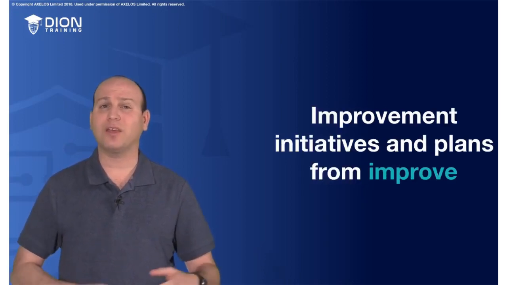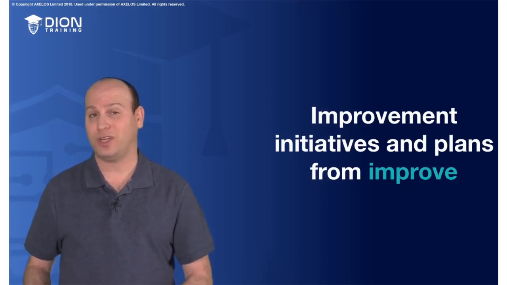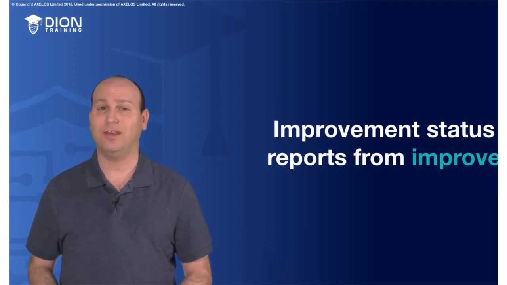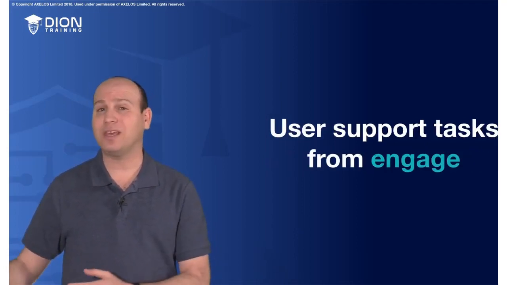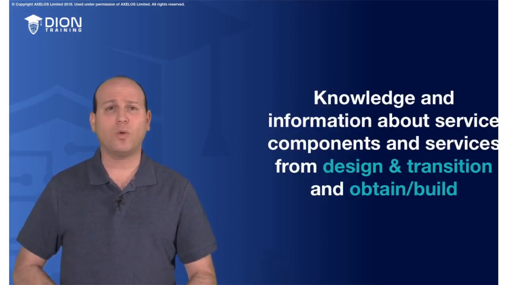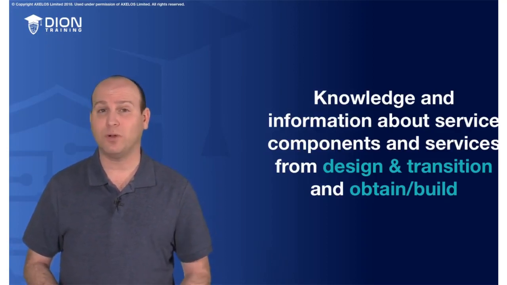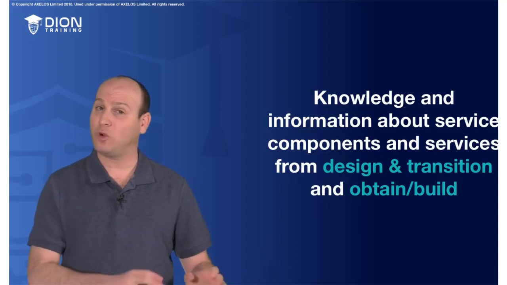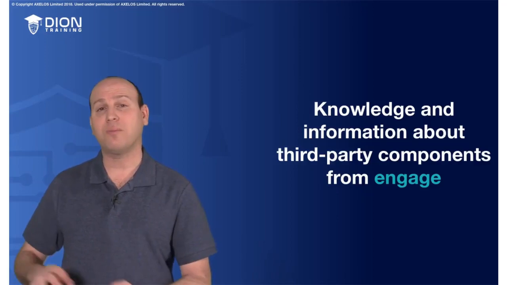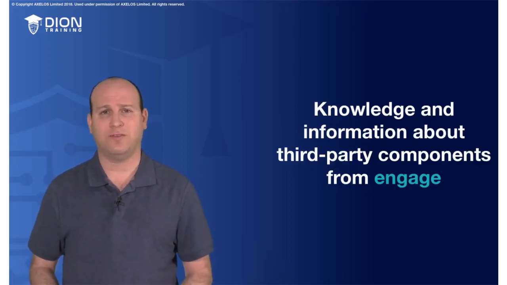Then we're going to get things like improvement initiatives and plans that are going to come out of the improve process or our value chain activity. We're also going to get improvement status reports from the improve value chain activity. We're going to get user support tasks from Engage, because anytime we're talking to a user, that's an engagement function. And we're also going to be looking at the knowledge and information. The knowledge and information about our new and changed service components and services from design and transition or obtain and build, or the knowledge and information about third-party service components from our Engage partnerships. All of that is the way we're going to get things into this value chain activity.